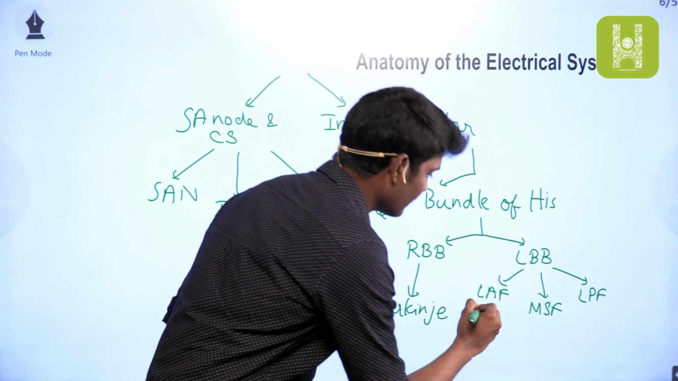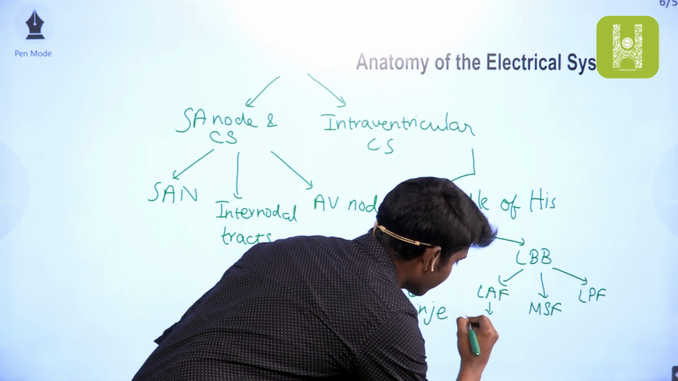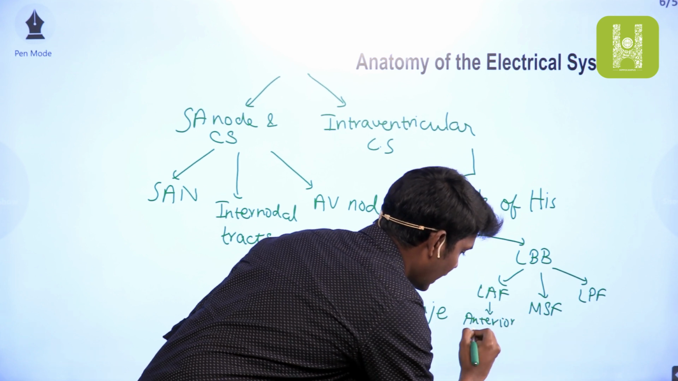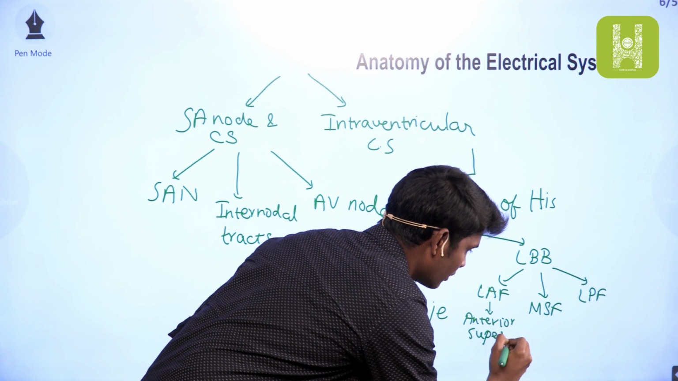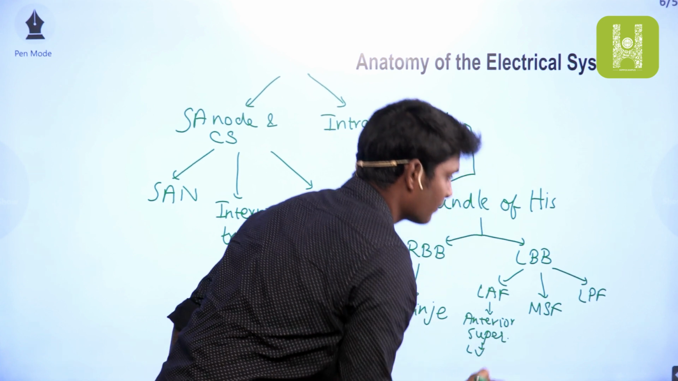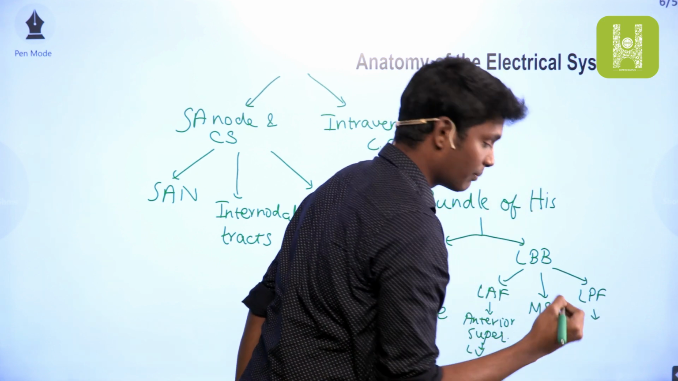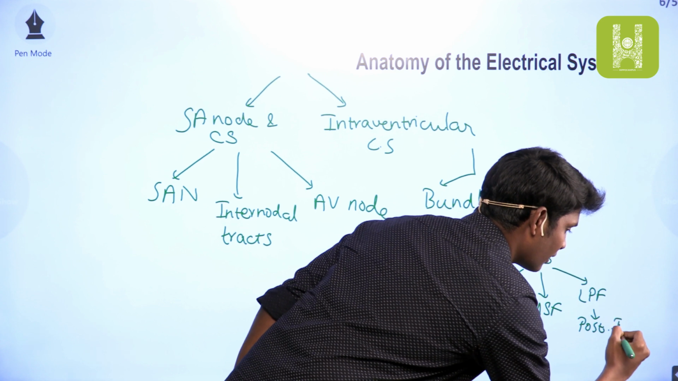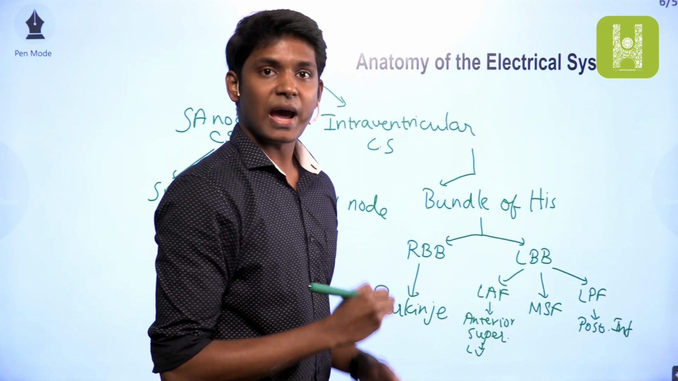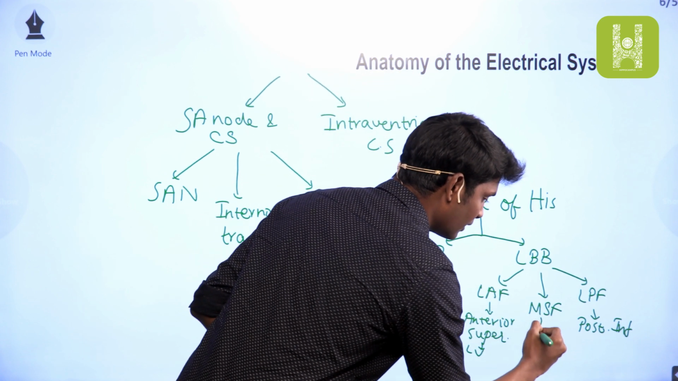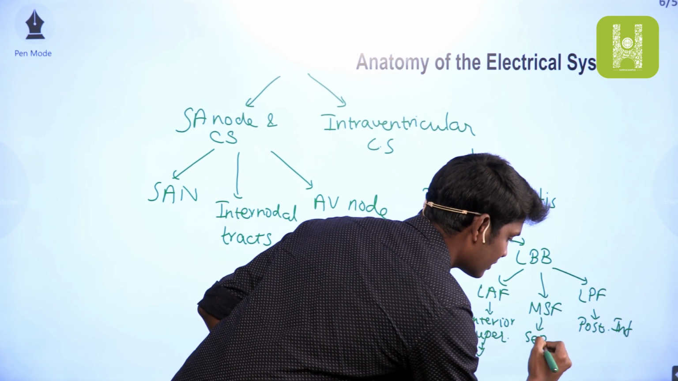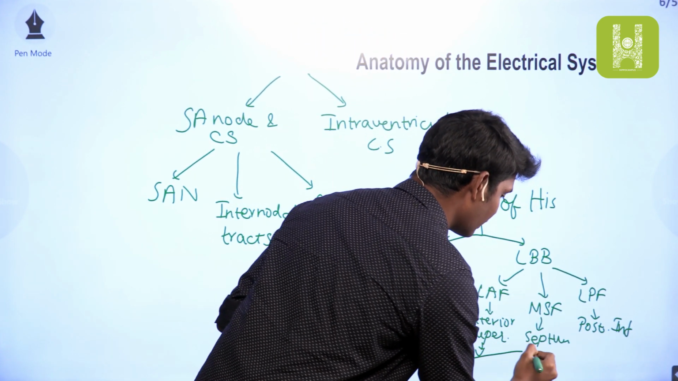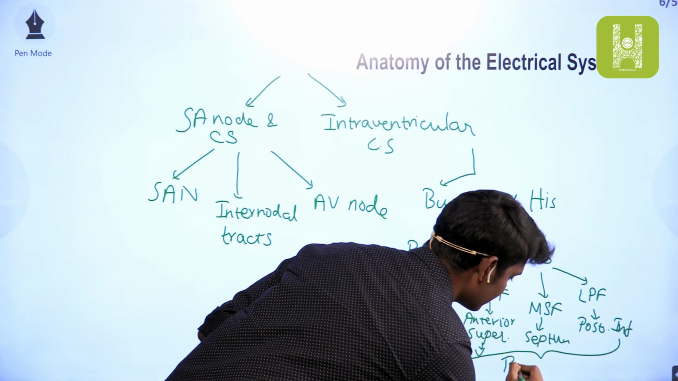The left anterior fascicle actually supplies the anterior and superior part of the left ventricle. Posterior fascicle supplies the posterior and inferior part of the left ventricle, and the mid-septal fascicle is supposed to supply the ventricular septum. These supply the ventricles only after getting converted into the Purkinje fibers again.